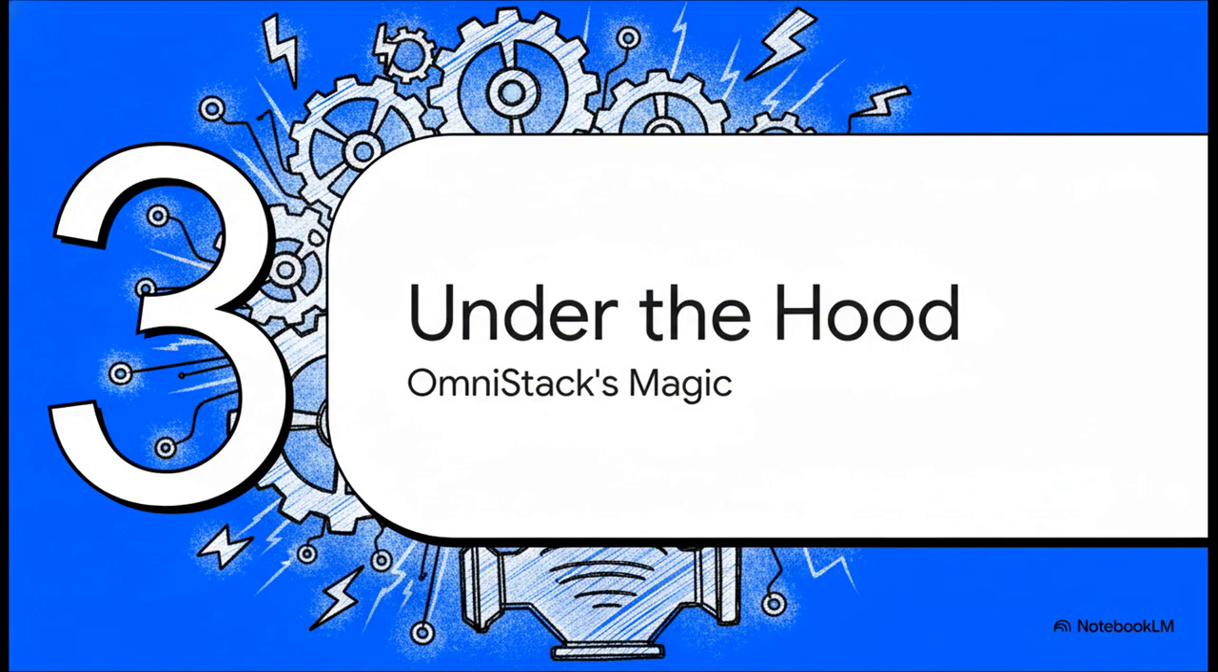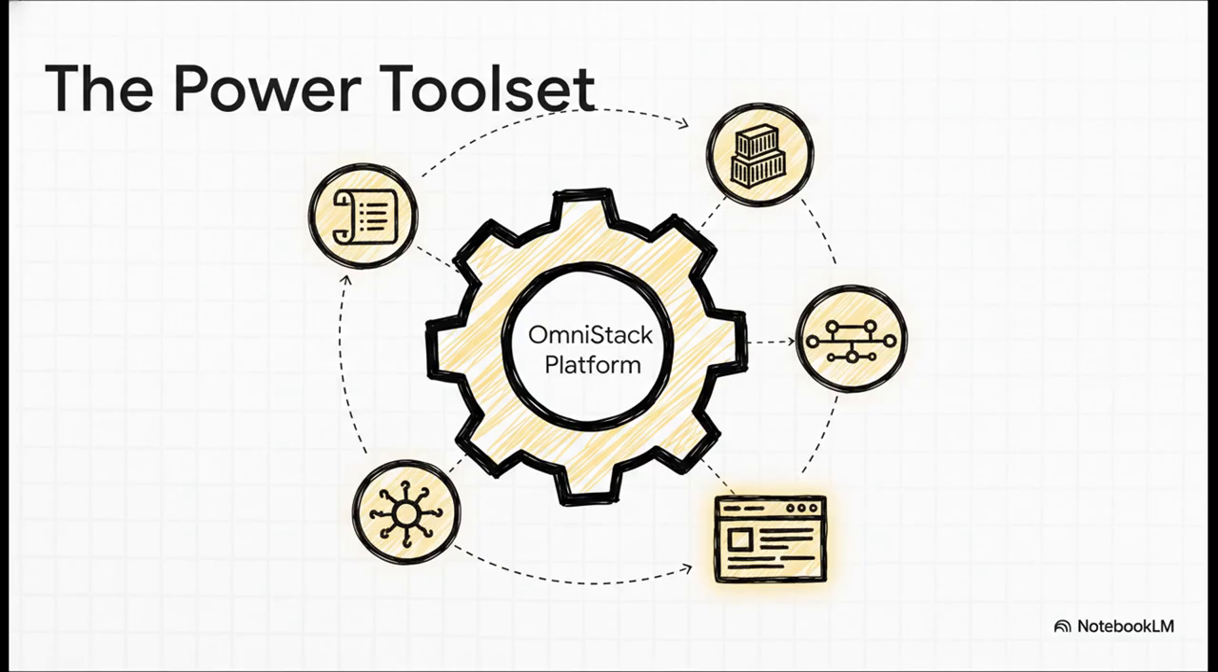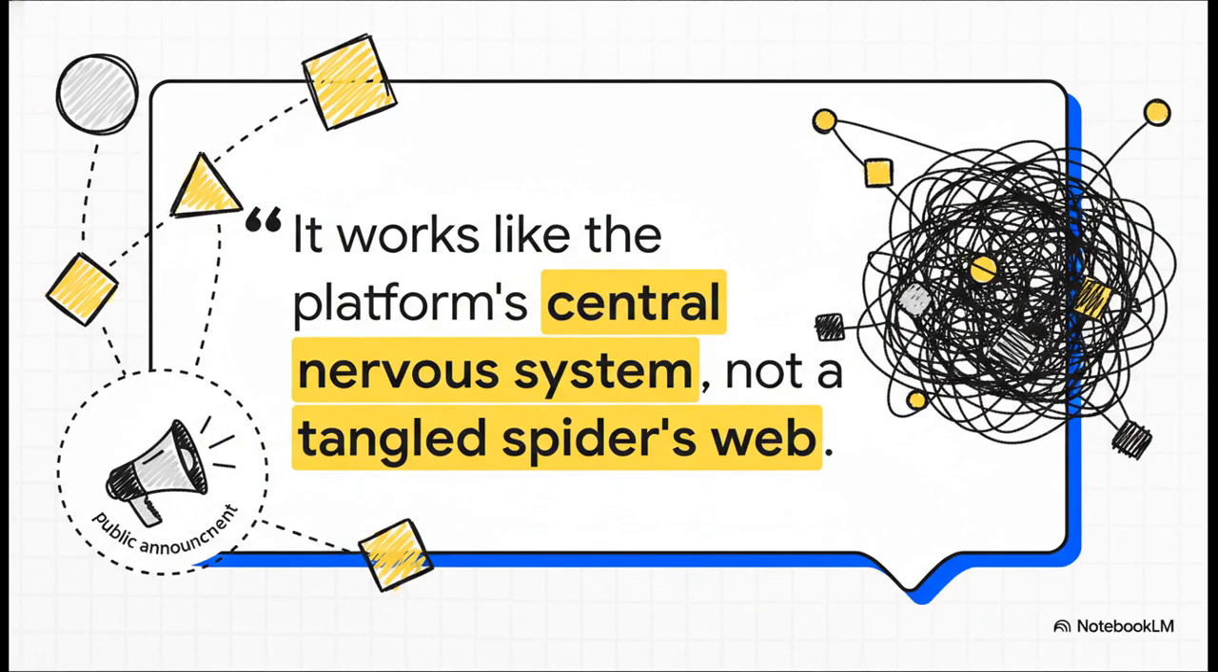Okay, so how does all this magic actually happen? It sounds great, but what's going on under the hood? Well, OmniStack is built on a foundation of some seriously powerful open-source tools that are all working together. At its heart, you've got these absolute powerhouses. You've got Kubernetes organizing everything, Terraform building the infrastructure from code, and GitLab running all the automation. But the real question is, how do all these pieces talk to each other without just creating a new kind of tangled mess? And the answer is just so smart.